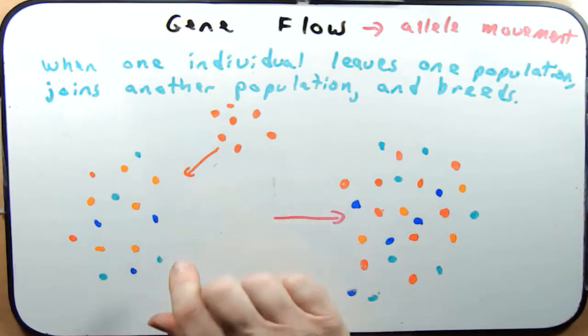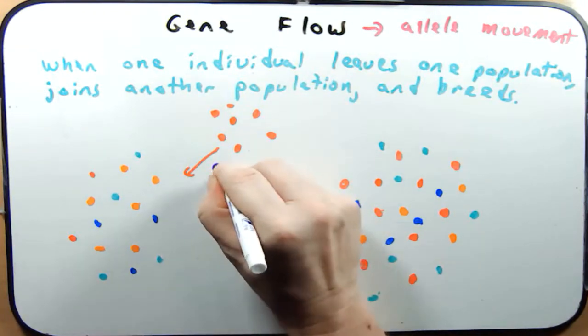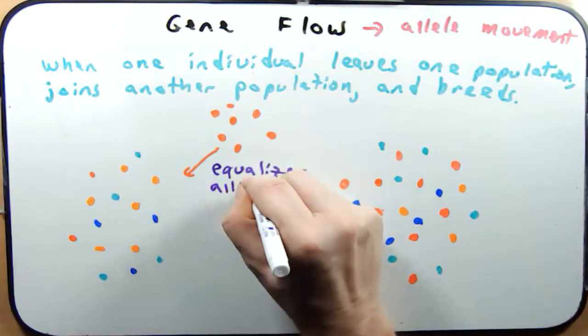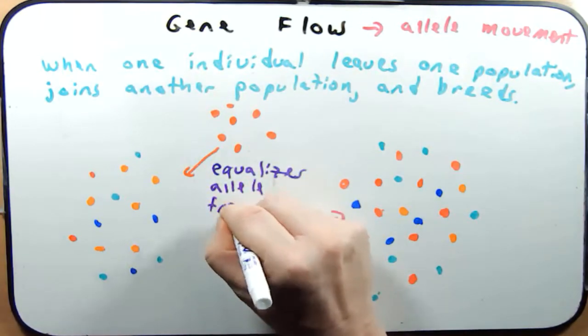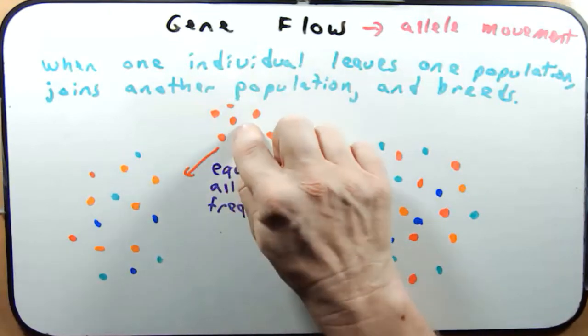Now remember, I talked about how genetic drift decreased allele frequencies. Gene flow doesn't decrease allele frequencies, but rather it equalizes allele frequencies. And that means that we're equalizing gene frequencies in both these populations.